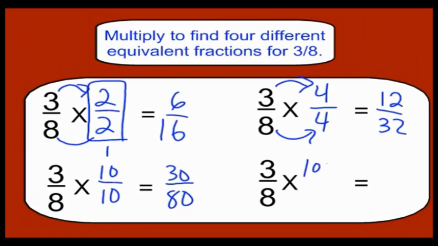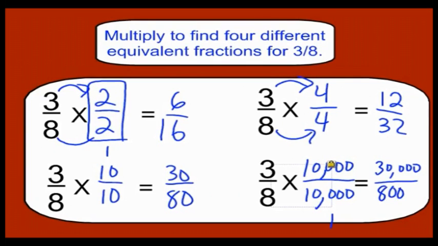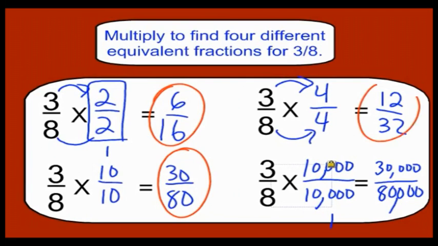And what about if we did, how about 10,000/10,000? Which is equivalent to 1. It's like multiplying times 1. That would give us 30,000/80,000. That's an equivalent fraction to 3/8. So we just made 4 fractions that are equivalent to 3/8.